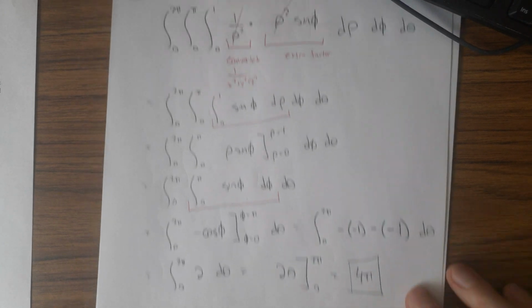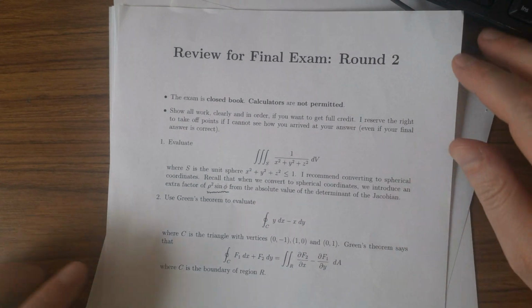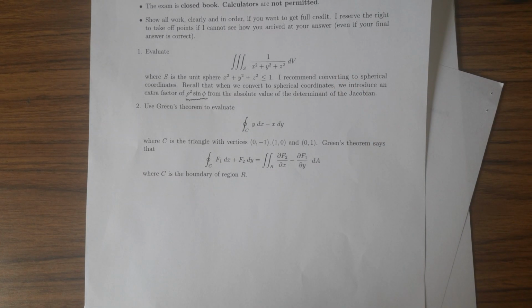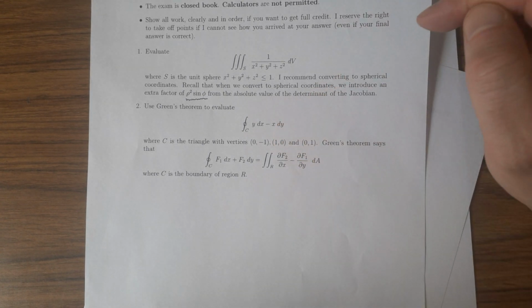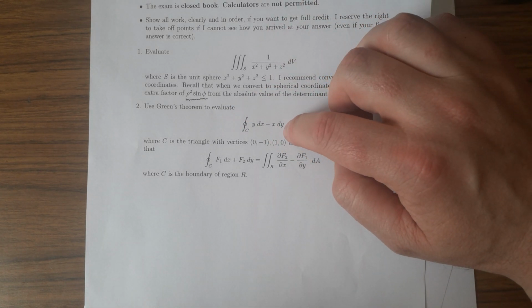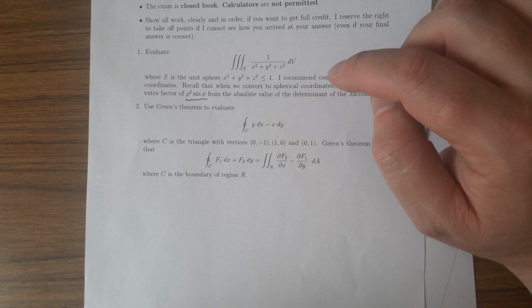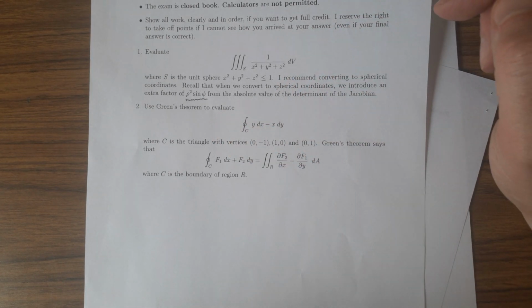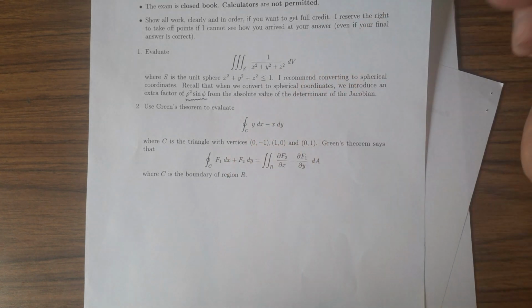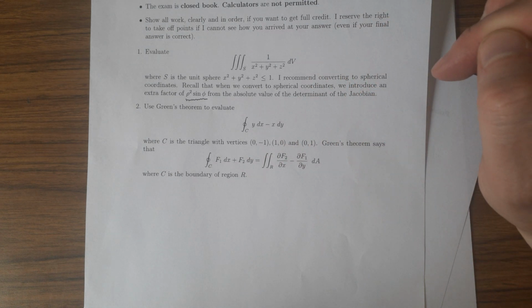Okay, one more. This is what we have. So I plan to tell you what Green's theorem says, if you need to use Green's theorem. And the instructions are to use Green's theorem to evaluate this line integral, where C is the triangle with these vertices. And like I was saying, I will tell you what Green's theorem actually says.